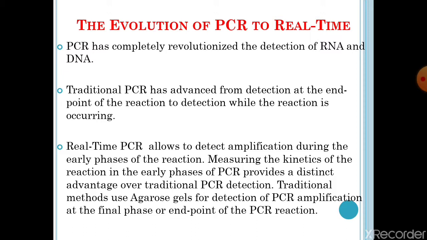The measurement of the kinetics of the reaction in the early phases of PCR provides a distinct advantage over traditional PCR detection. In traditional PCR methods, we use agarose gel, and then we use staining techniques like ethidium bromide for the detection of PCR amplification, and that is done at the final phase or end point of the PCR reaction.